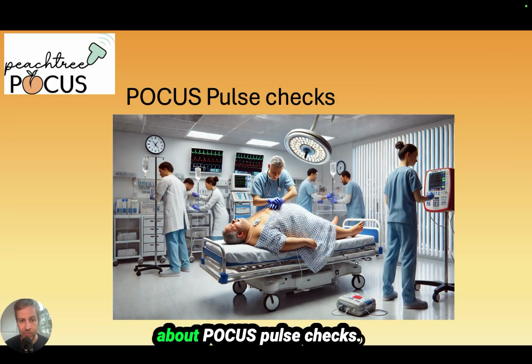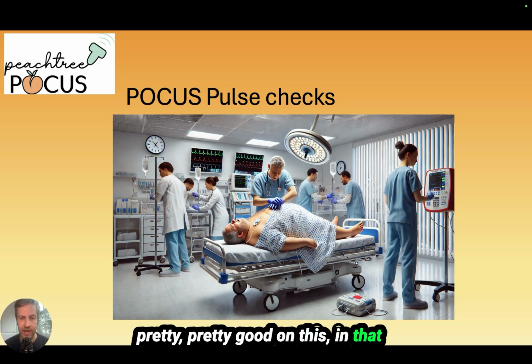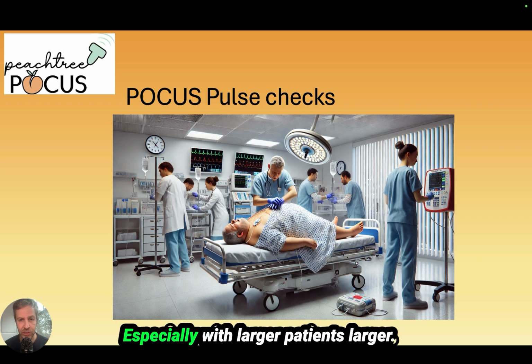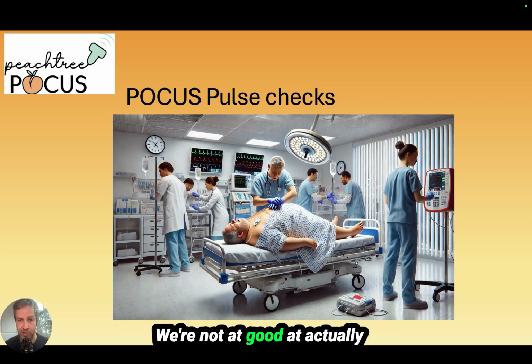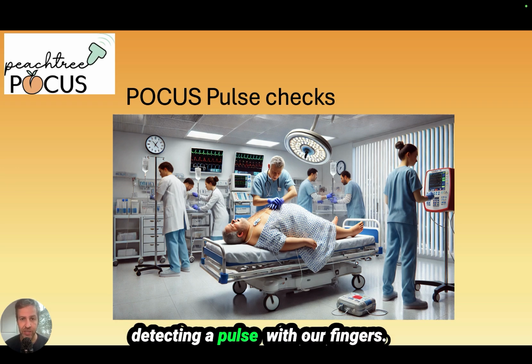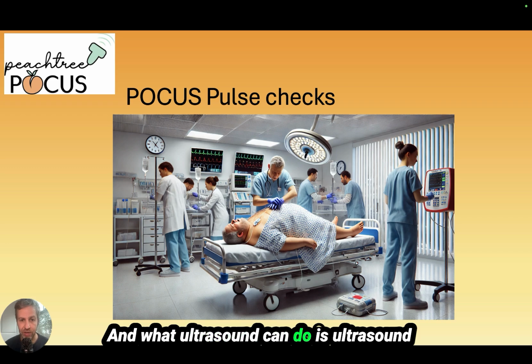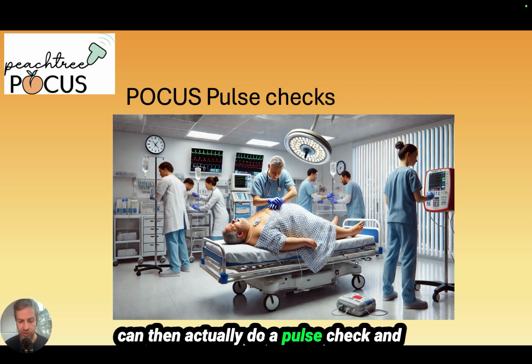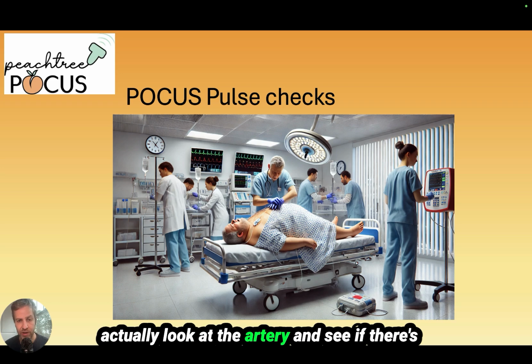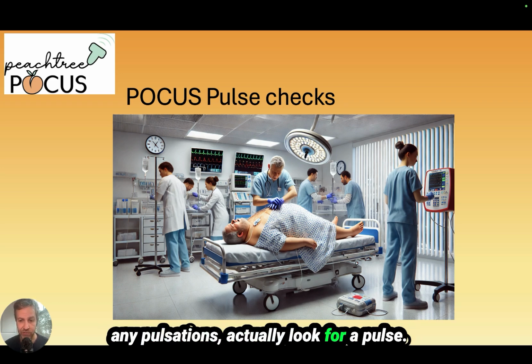Next, I'm going to talk about POCUS pulse checks. The literature is actually pretty good on this, in that with pulse checks with our hands, especially with larger patients, larger necks, more obese patients, we're not that good at actually detecting a pulse with our fingers. What ultrasound can do is actually do a pulse check: look at the artery and see if there are any pulsations, actually look for a pulse.